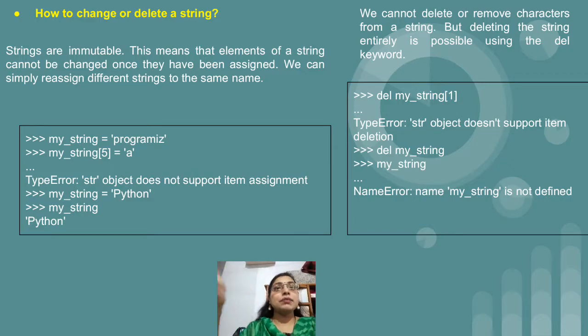Already a is present at index number 5, and again we are trying to initialize the value of index number 5 to a. After writing this statement, when you click on the enter button, you will get an error message, because in Python it is not possible to change a specific element, or we cannot replace any character with a new one, because strings are immutable. So immutable means we cannot change its value.